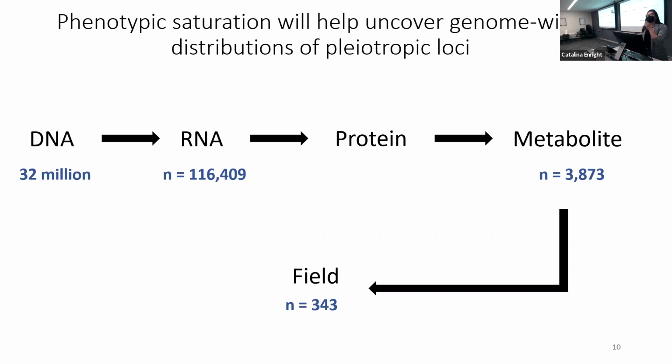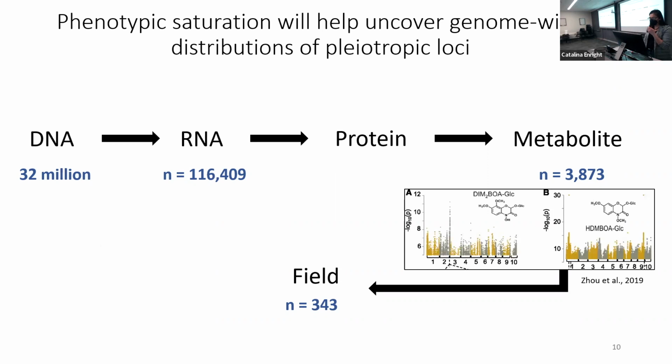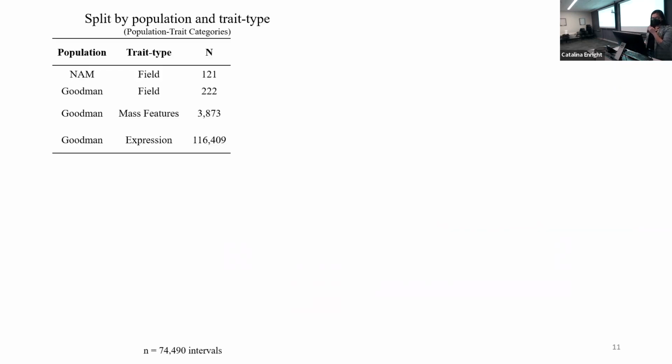And so we're starting with 32 million traits between our two populations: RNA expression values from 7 diverse tissues, metabolite features, and then field features like flowering time, plant height, and inflorescence architecture. This is what our overall pipeline looks like, where we have our different populations, our different trait types, and also the number of traits that we're mapping with.